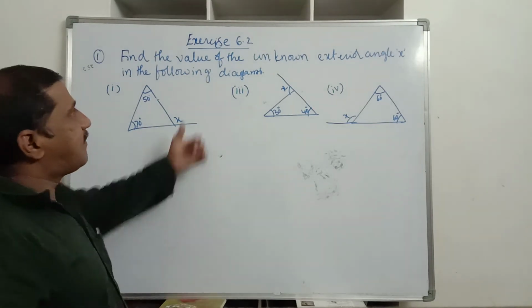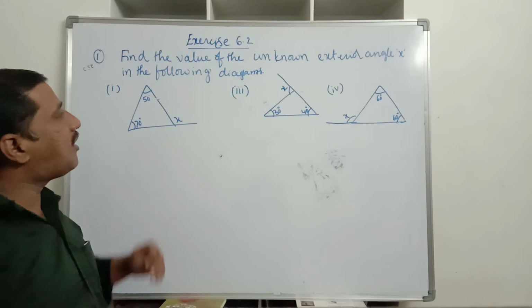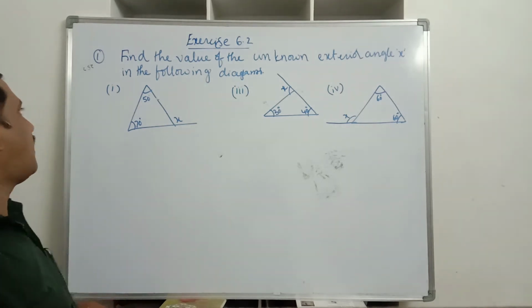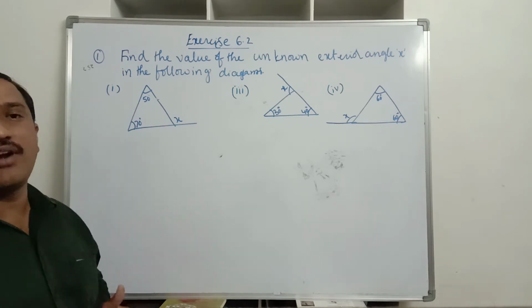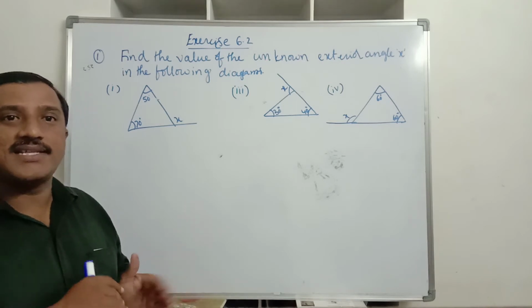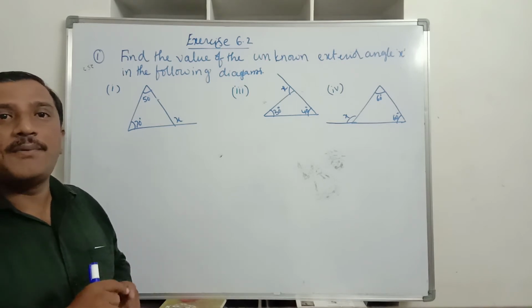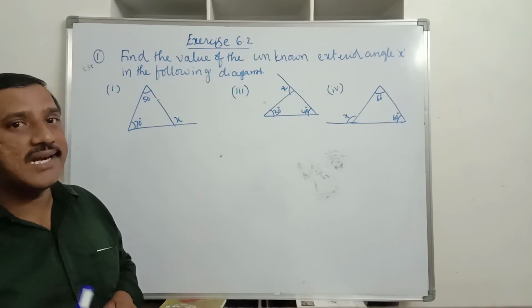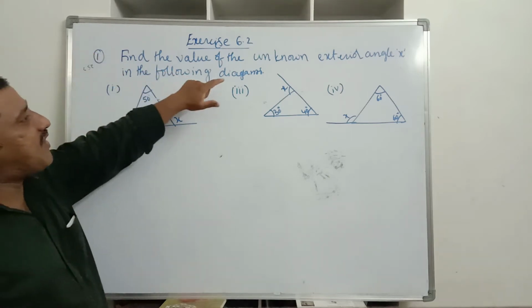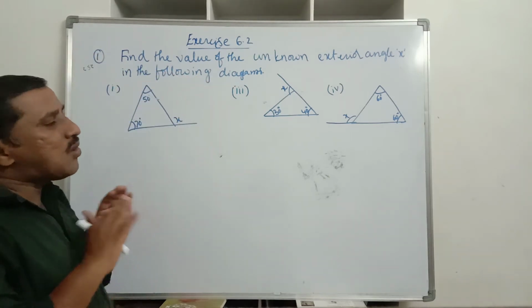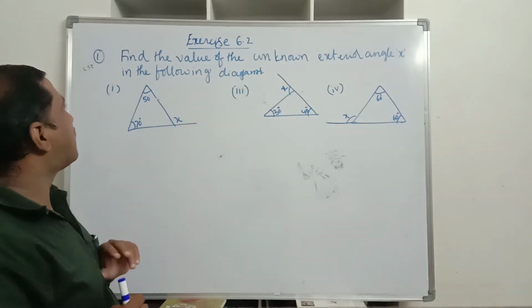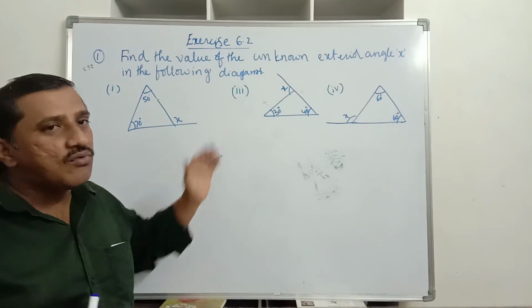Now we will discuss exercise number 6.2 with the knowledge of exterior angle and the exterior angle property of a triangle. What is the exterior angle property of a triangle? The exterior angle of a triangle is equal to the sum of its two interior opposite angles. See here, find the value of the unknown exterior angle. Here we don't know the exterior angle measure. That value is given as x. In the following diagrams, we need to find x.